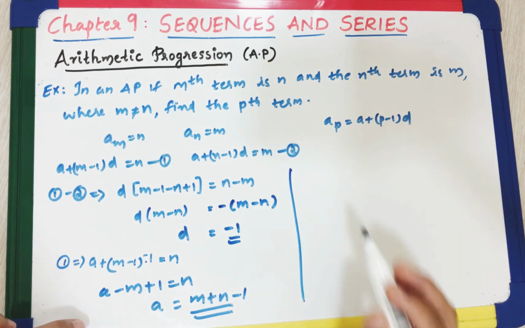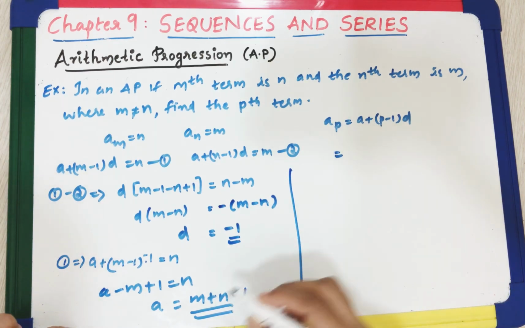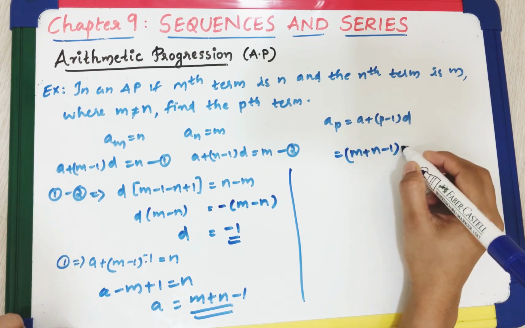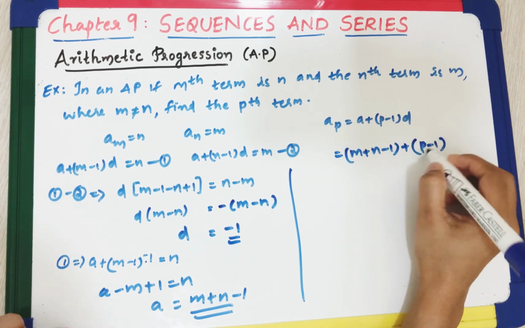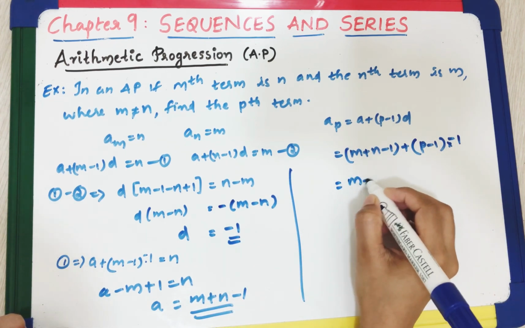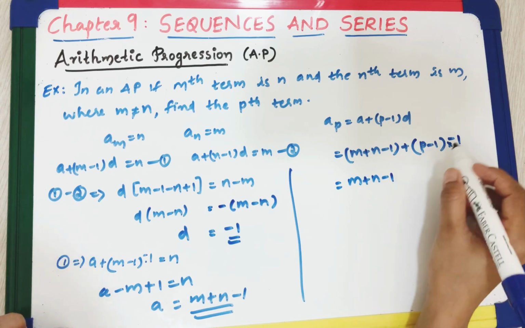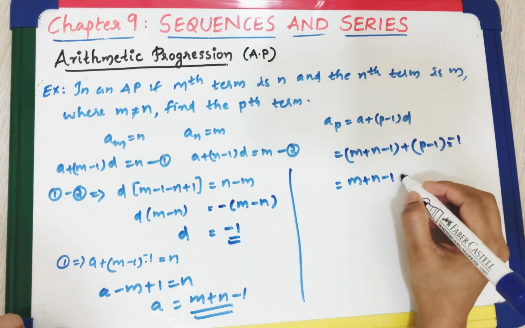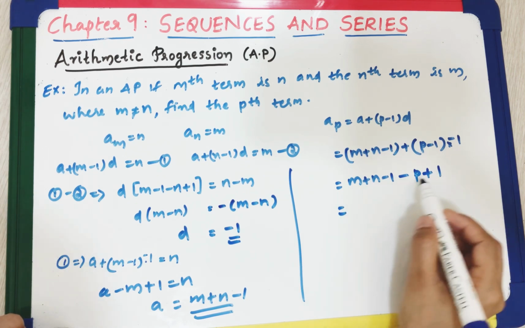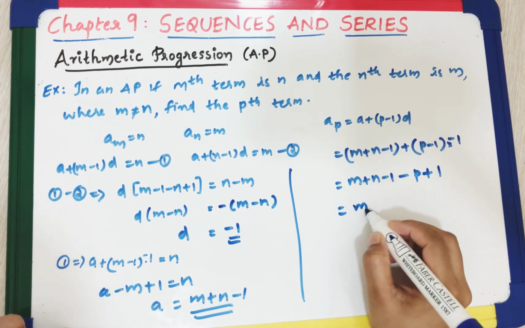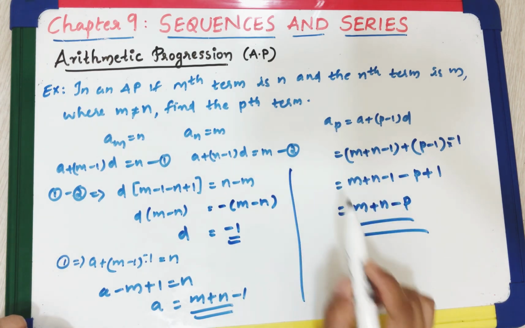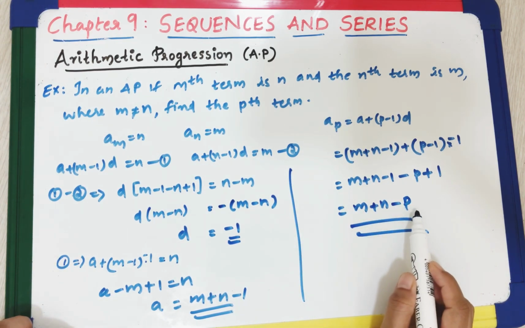Then to find the pth term, substitute a and d here. Now the pth term is, instead of a, m plus n minus 1 plus p minus 1 into, instead of d, minus 1. Here p minus 1 into minus 1 is minus p plus 1. Minus 1 plus 1 is equal to 0, which gives m plus n minus p. Therefore, the pth term is m plus n minus p.